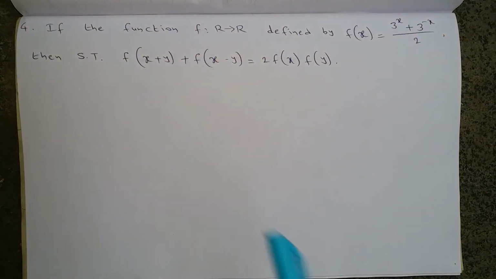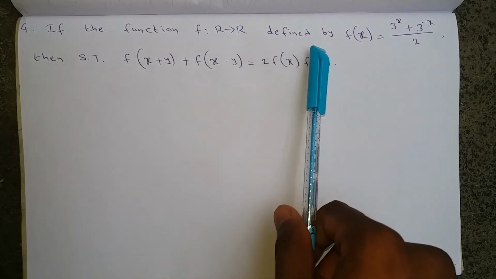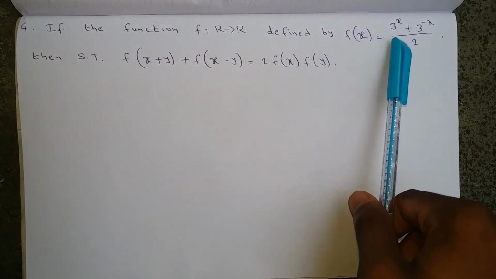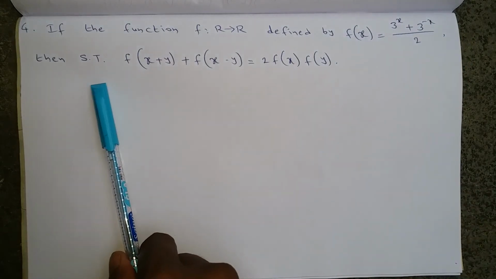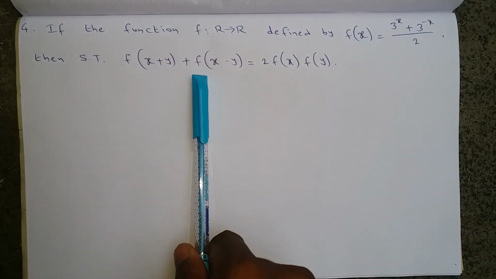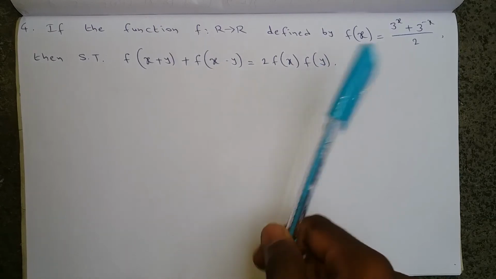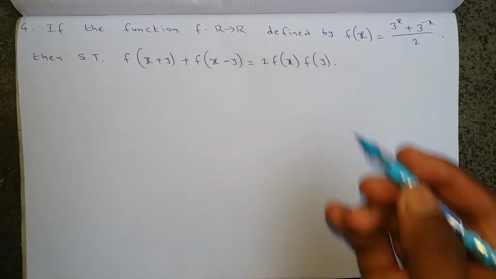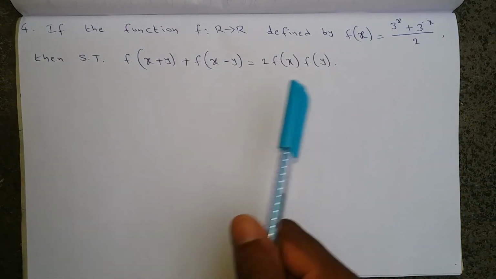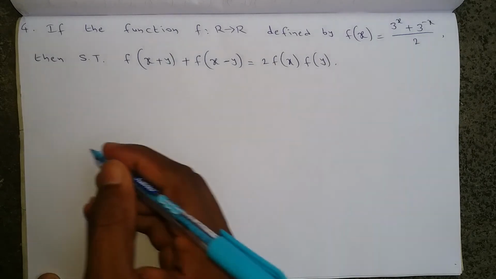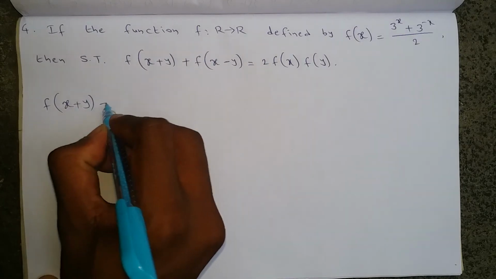Okay, the next question is, if the function f is a function from R to R defined by f of x equals 3 power x plus 3 power minus x all divided by 2, then show that f of x plus y plus f of x minus y equals 2 into f of x into f of y. So here LHS we have f of x plus y plus f of x minus y. First I will take this f of x plus y.